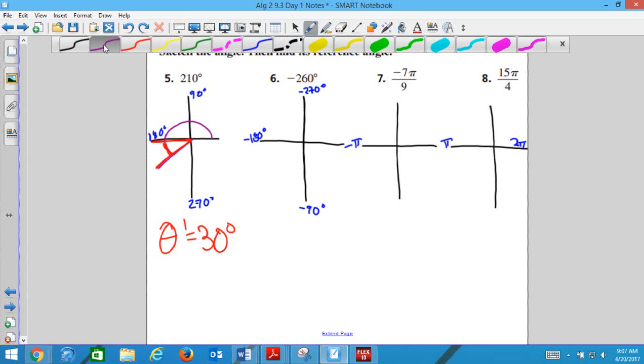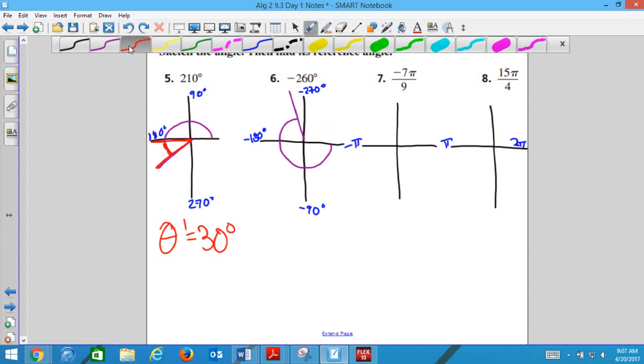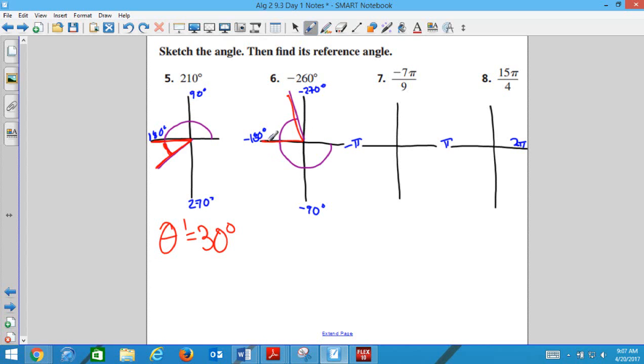Okay, so how about the next one? We've got negative 260 degrees. So we're going to go negative 90, negative 180, almost there, negative 260 degrees. We're going to draw our angle that goes to the x-axis, the shortest way possible to the x-axis. How much is that? From 180 to 260, 80 degrees.